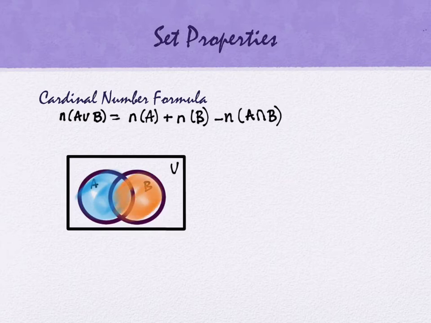Did anybody notice what happened when I did that? I double counted the middle, right? I counted it when I counted the blue stuff, and I counted it when I counted the orange stuff. So it was counted twice. That's why you see in this formula the subtraction of the intersection at the end. It's removing the double counting. So that's why we have to remove it once at the end.